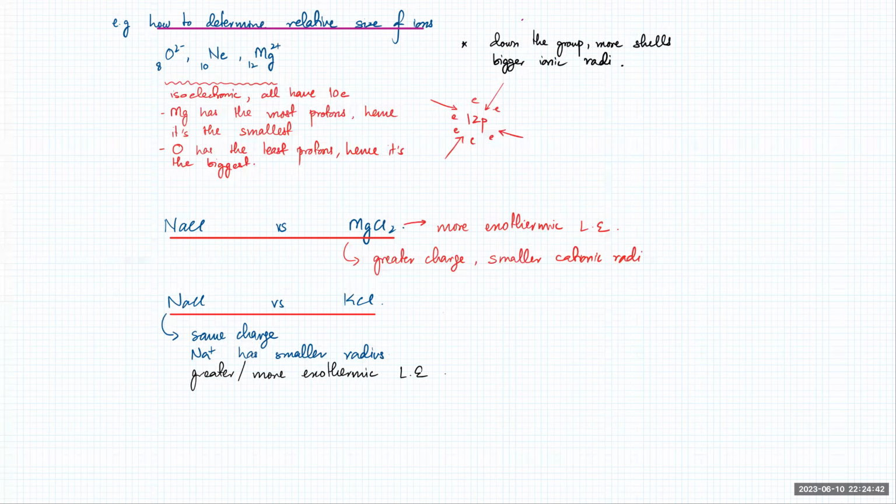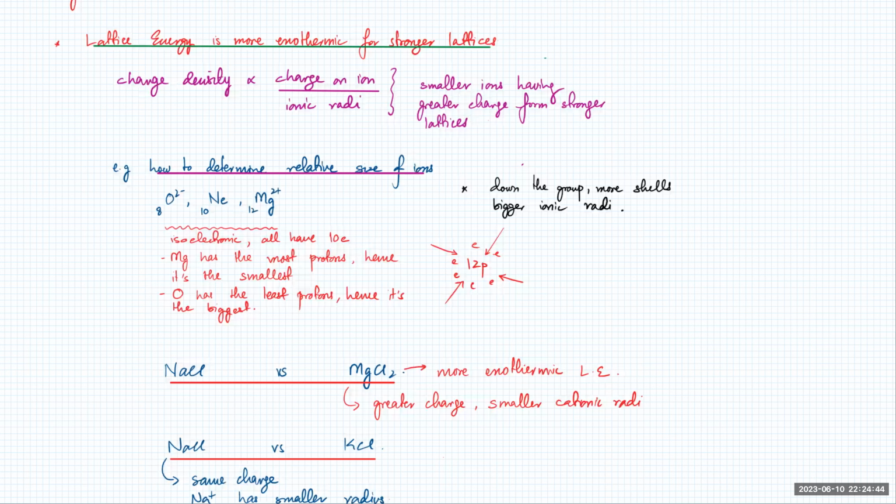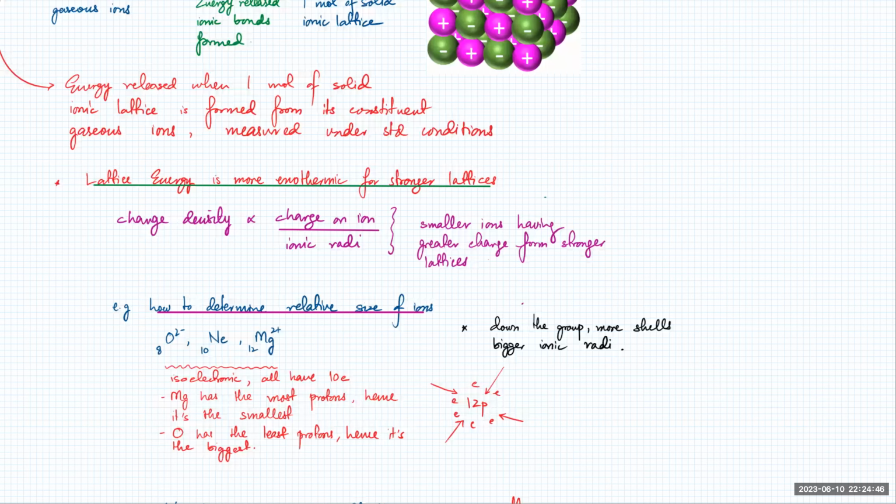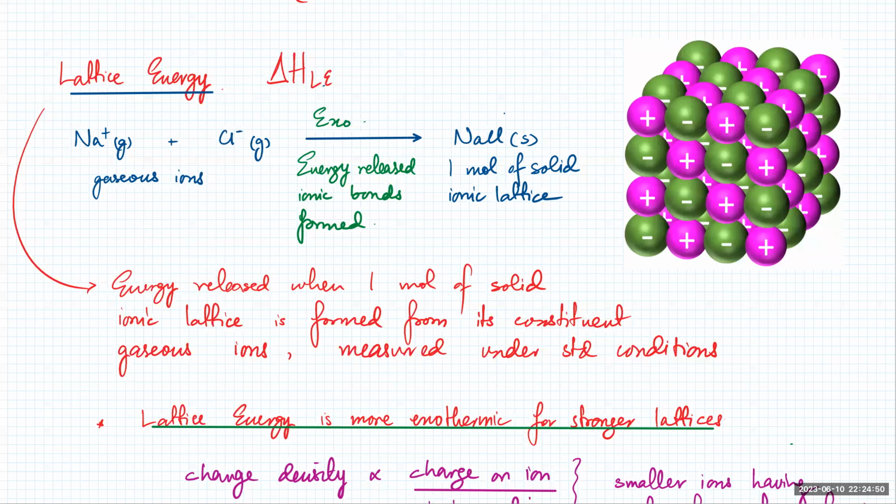Yeah. So lattice energy is the energy that is released when 1 mole of solid ionic lattice is formed from its constituent elements. Sorry, not the elements, 1 mole of ionic lattice is formed from its gaseous ions.